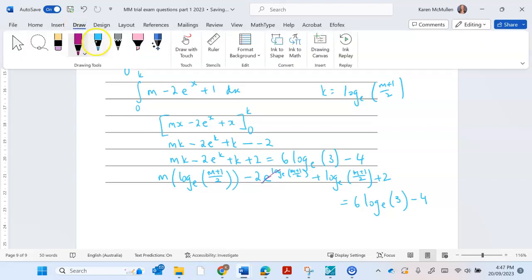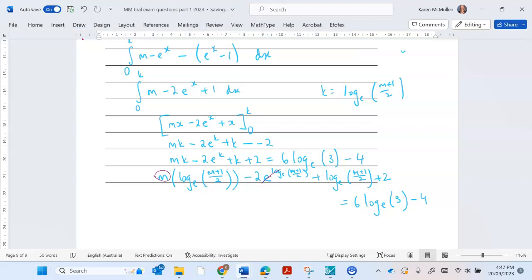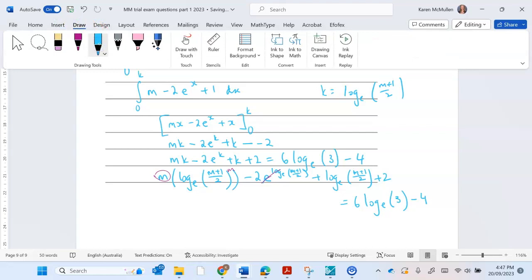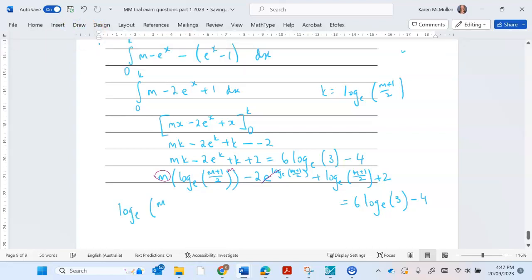Okay, we've got the same logs, so we can use our log laws to bring them together. So I'm just going to move that m to the power here. So we're going to have log base e of (m plus 1) over 2 to the power of m. And then I'm just going to skip this middle term and put our other log next to it. M plus 1 over 2. Oh, I could have brought that out as a common factor. Let's just leave it there for now.